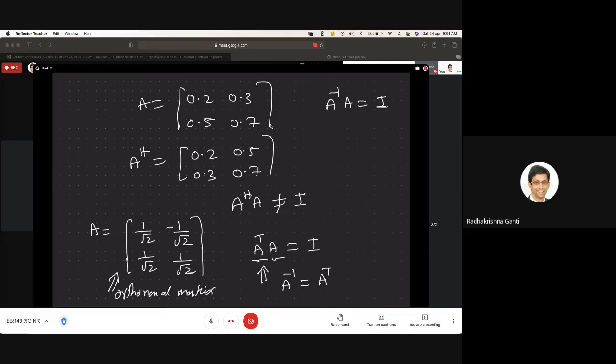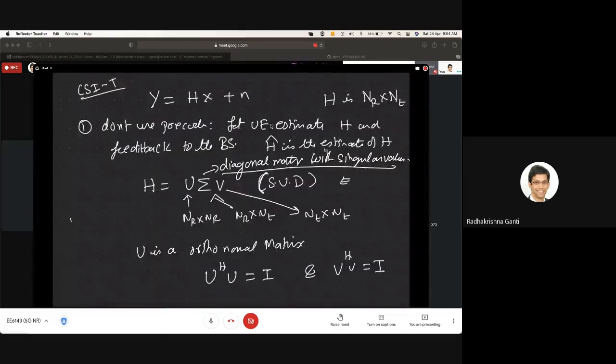I'm just giving you the example of a real case, but in the complex case, instead of transpose, it will be Hermitian. When you do the transpose, you also do the conjugate. The property of U is U Hermitian into U will be identity. So essentially, U Hermitian is the inverse of U. Similarly, V Hermitian is the inverse of V. So these are called orthonormal matrices. Fine. So any matrix can be decomposed as H equals U sigma V.